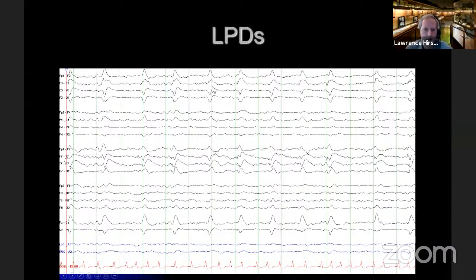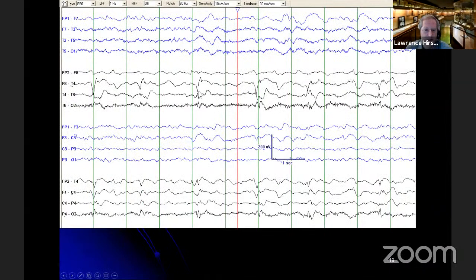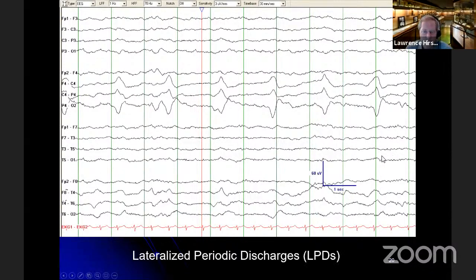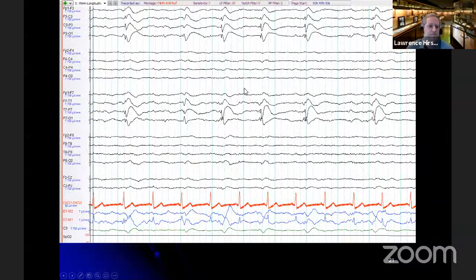So here's an example of lateralized periodic discharges. Here's another example where they're sharper, but farther apart. Here's an example where you can see they're not, frankly, epileptiform because they're too broad for that. But this is an example of lateralized periodic discharges as well. And there are modifiers for how sharp it is and their frequency, of course.